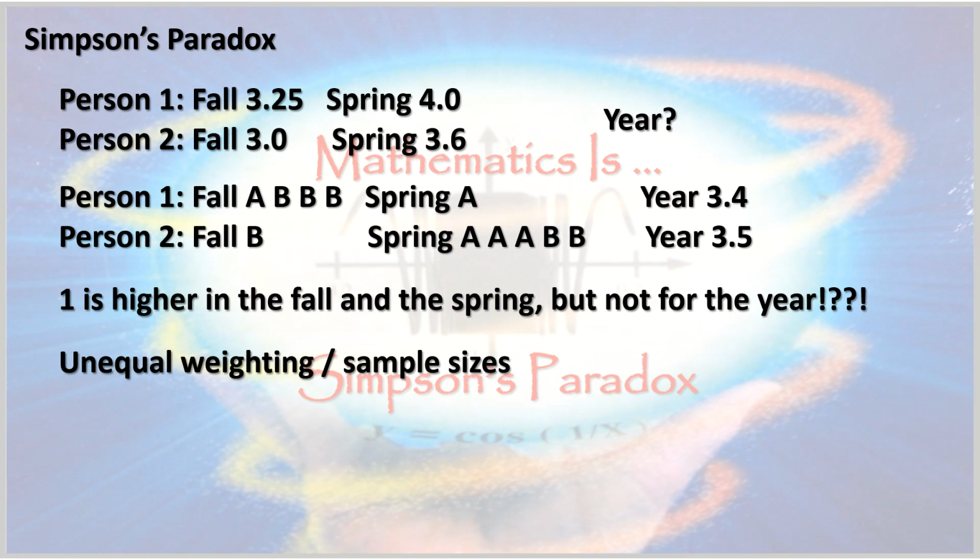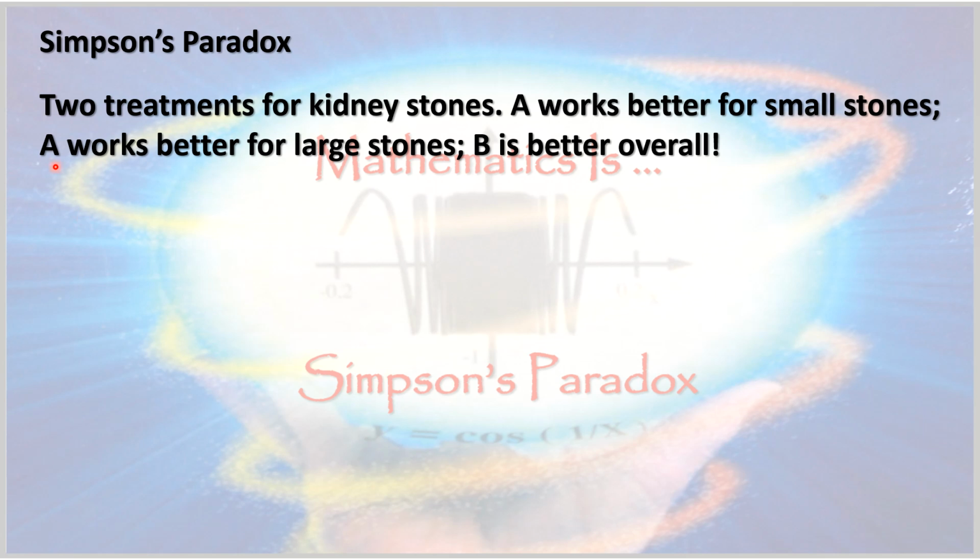Well, here's a real-life example. Two treatments for kidney stones are compared. Treatment A works better for small stones. Treatment A works better for large stones, but treatment B is better overall. After the grade average example, I hope that you see that the statement is incomplete. You need to know how many data points are involved before you try to average the averages.